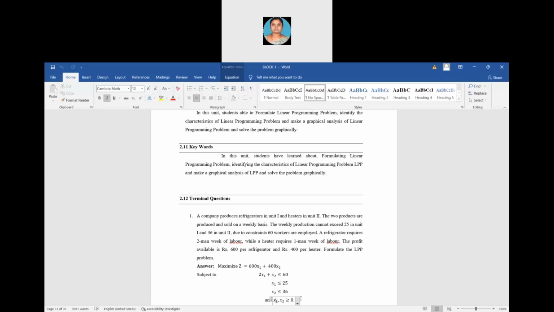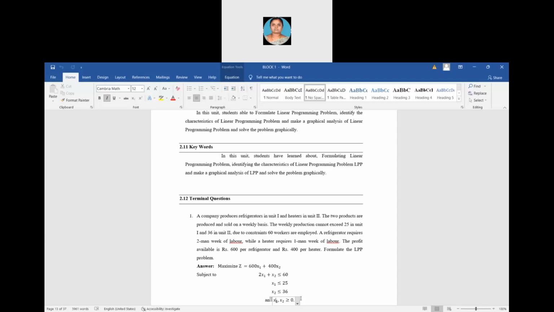Now we have to write the profit. In the question itself they have given the keyword profit. Profit means maximize. So maximize z equal to 600 x1 plus 400 x2. Mostly if they are representing by rupees, it should be the objective function. We already know objective means either to maximize or to minimize. So maximize z equal to 600 x1 plus 400 x2.